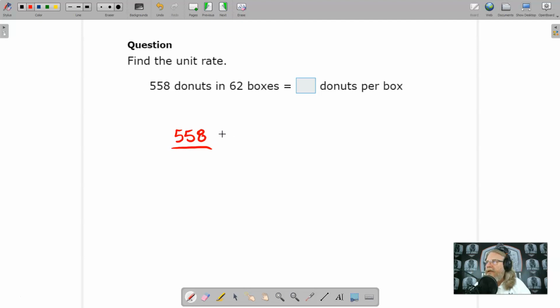558 donuts per 62 boxes is equal to some number of donuts per box. So in this case, let's do 558 divided by 62. Oh, gee, I don't have those memorized. I'm wondering if I can actually do it. Nah, I'm trying to mental math that bad boy. 10 of them would be 620. And so I bet you it's 9.